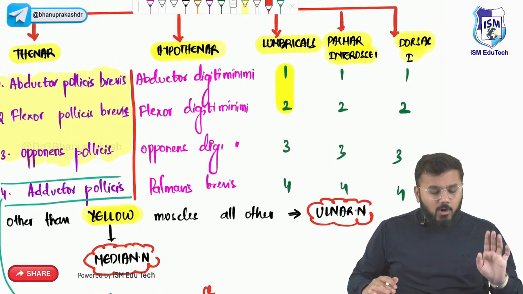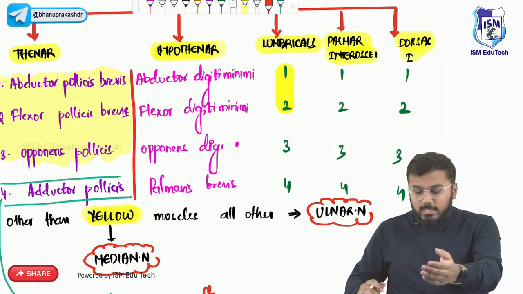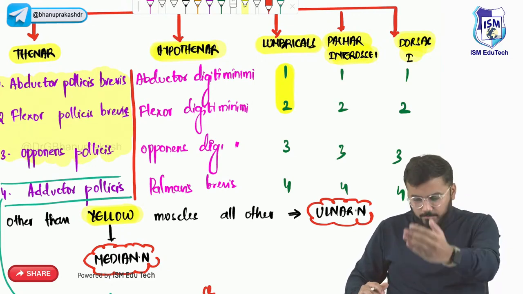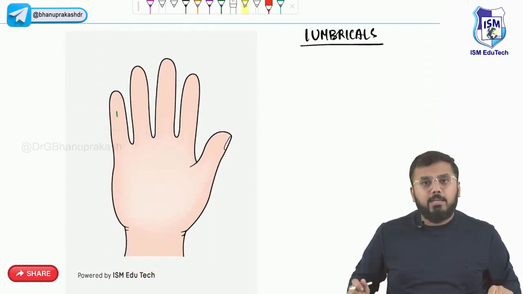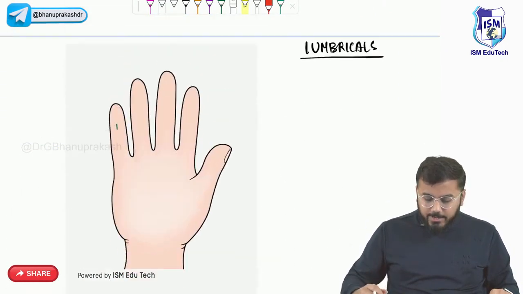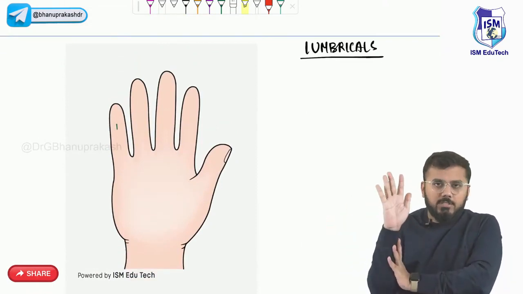Next important thing is what are the functions of thenar muscles? I have already told you. What are the functions of hypothenar? I have already told you. Now let us enter into the functions of lumbricals, palmar interossei, as well as dorsal interossei. Coming to lumbricals, when we discussed the forearm in the previous class, I told you two muscles are there. These two muscles have four tendons each, and one muscle's tendons get attached to the middle phalanx, the other muscle's tendons get attached to the distal phalanx. What is this muscle now?